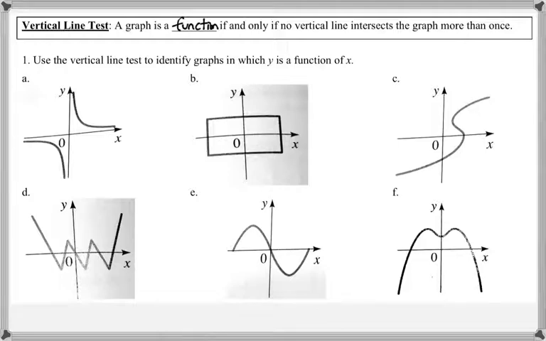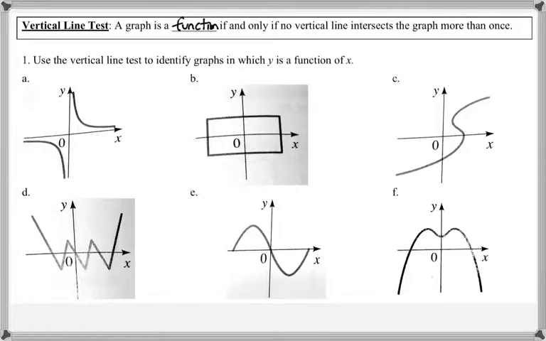So if you find a vertical line and it intersects the graph more than once, then it is not a function. And this really corresponds back to when we were doing the mapping with the ordered pairs. If you had an x value that got mapped to two different y values, then you said this is not a function. So this is graphically the same thing, where you have an x value that's getting mapped to two different y values. That's essentially what the vertical line test is doing.